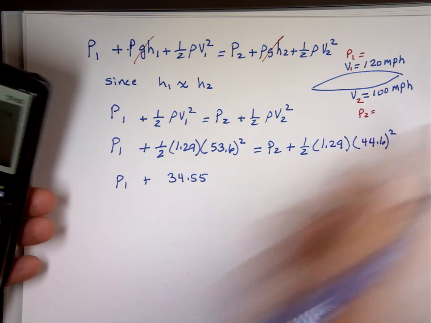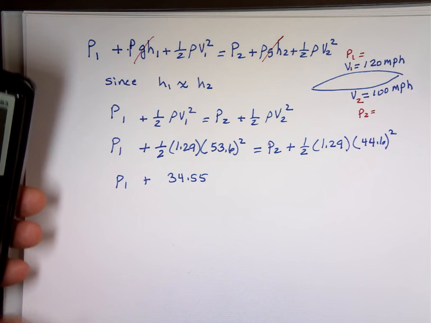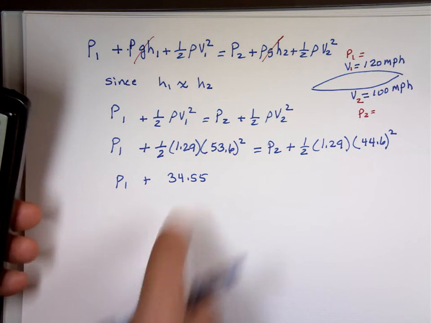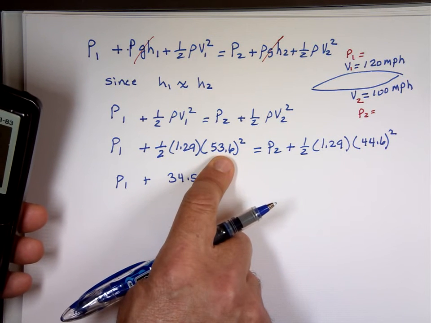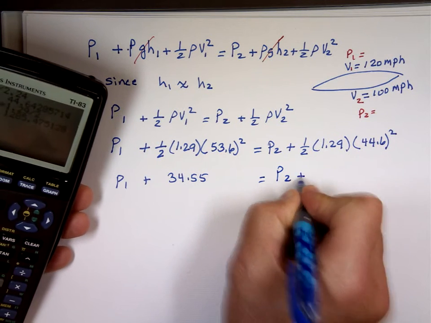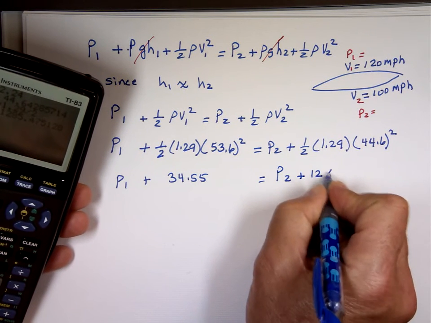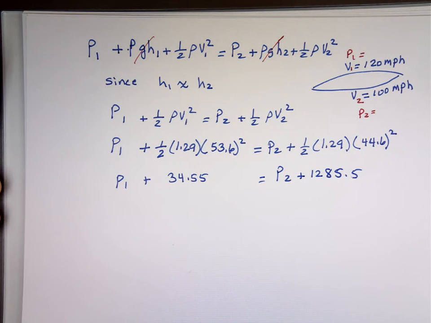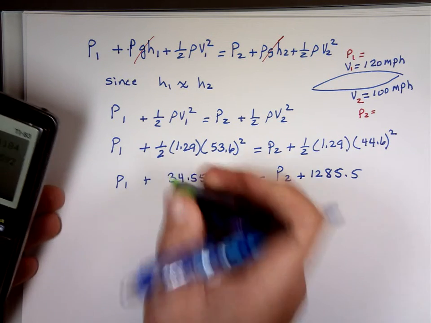Square it. I think I forgot to square that number, right? I'll come back and look at it. I forgot to square that number. I think 53.6 times 1.29 divided by 2, 1853.1. Looks too small.